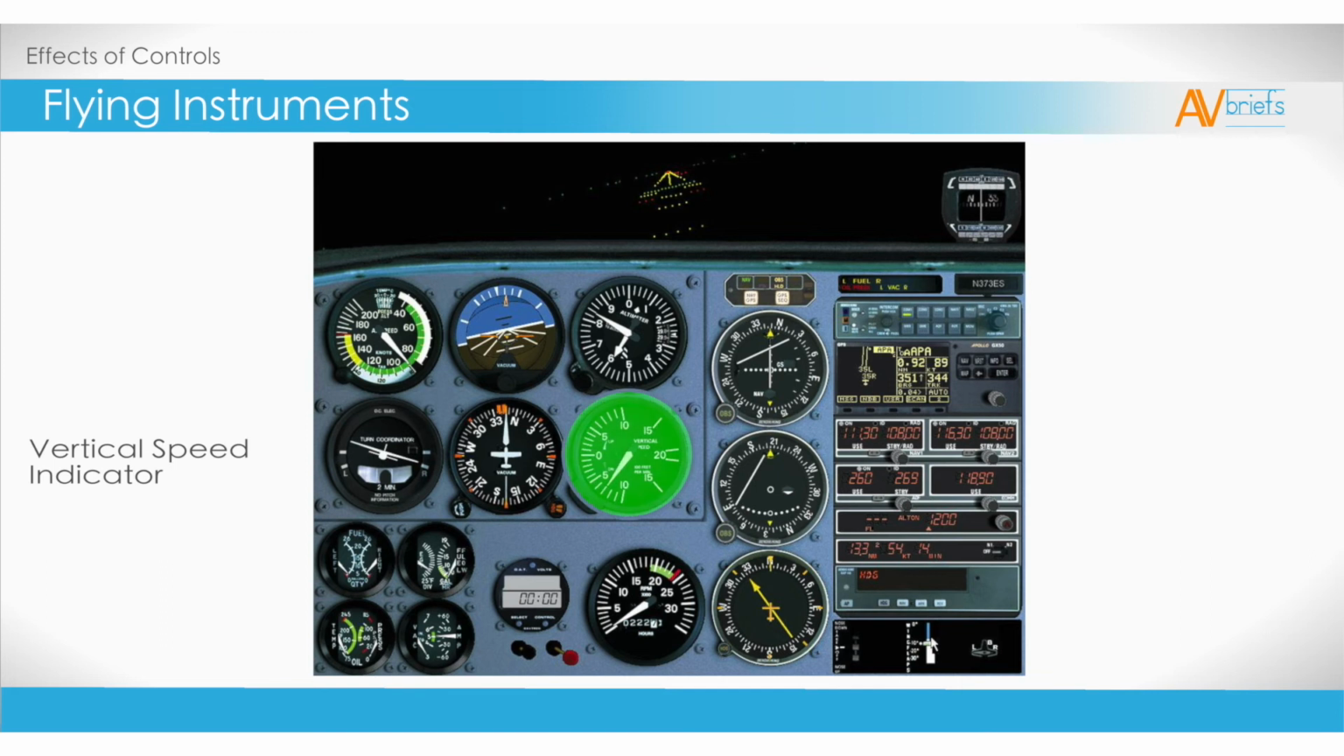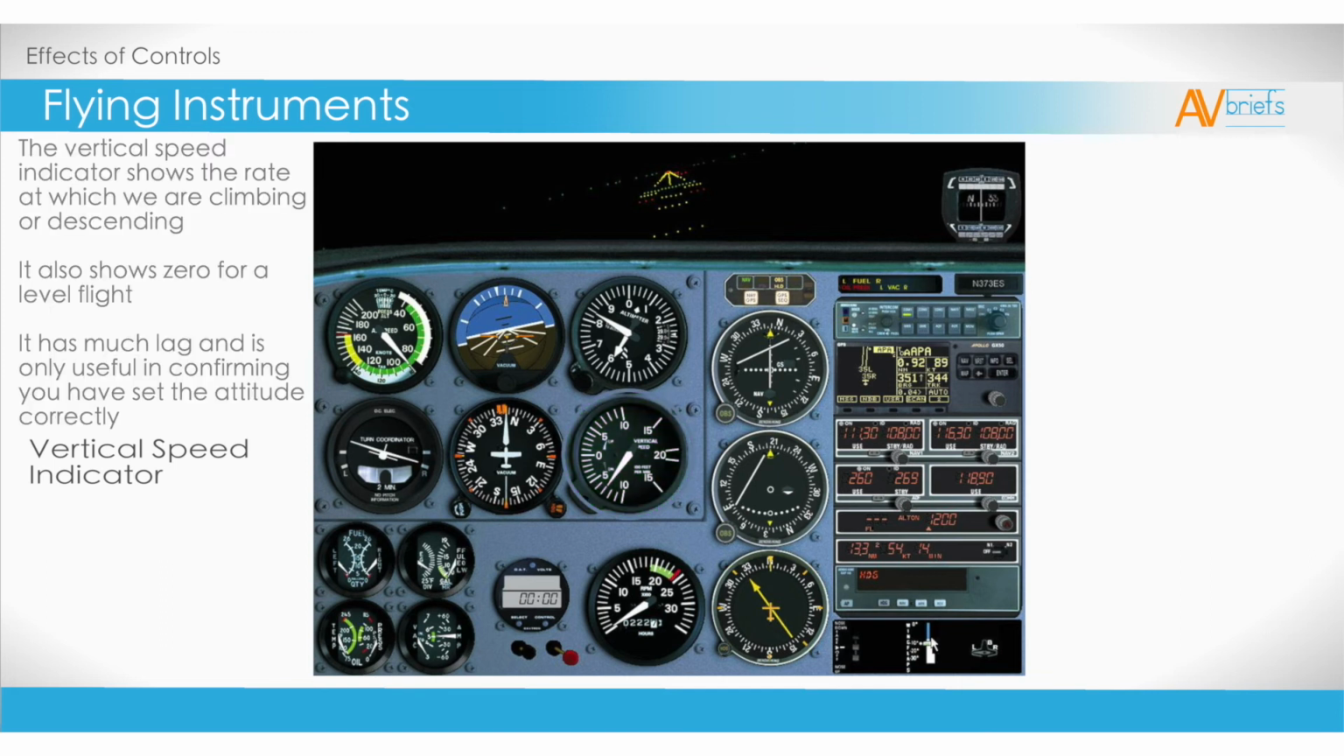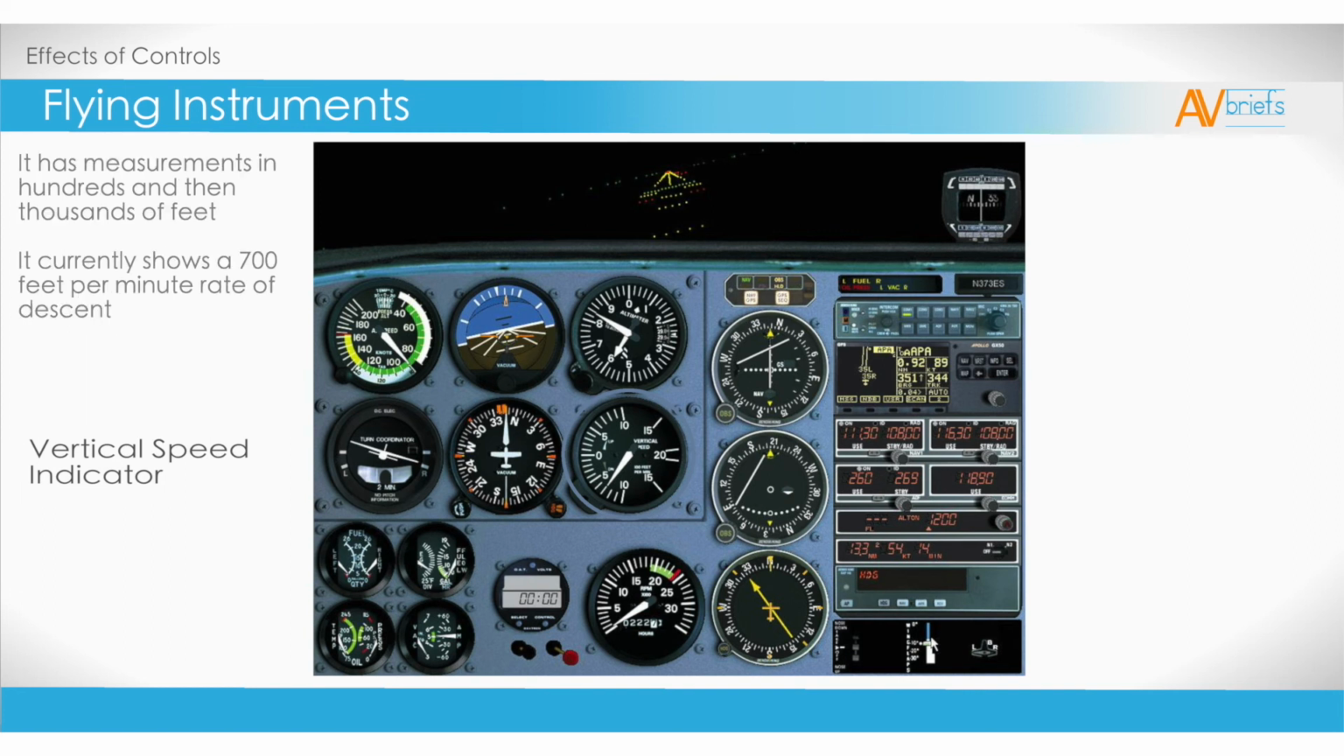The vertical speed indicator shows the rate at which we are climbing or descending. It also shows a 0 for level flight. It has much lag, and is only useful in confirming you have set the attitude correctly, not in setting the attitude. It has measurements in hundreds and then thousands of feet. It currently shows a 700 feet per minute rate of descent. What you'd expect to see in this phase of flight.